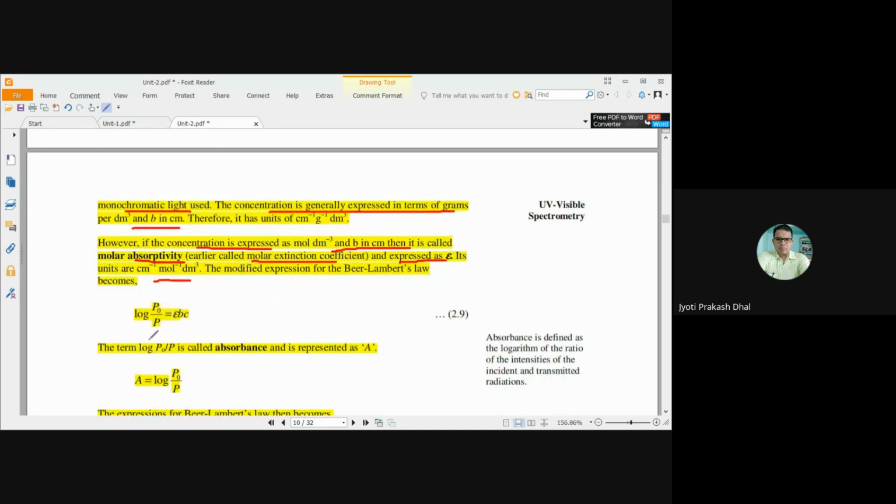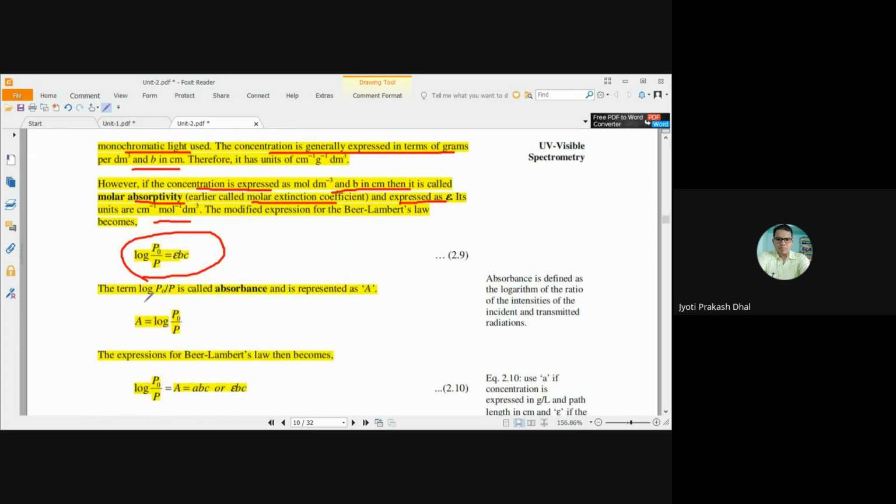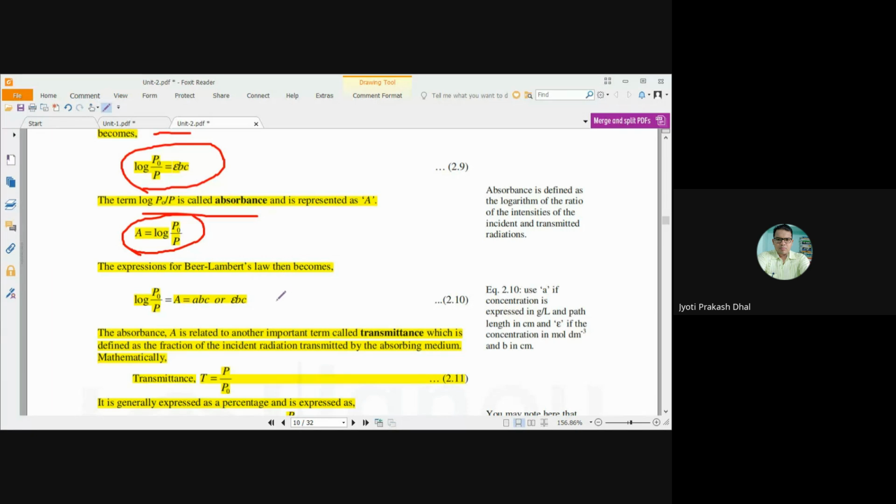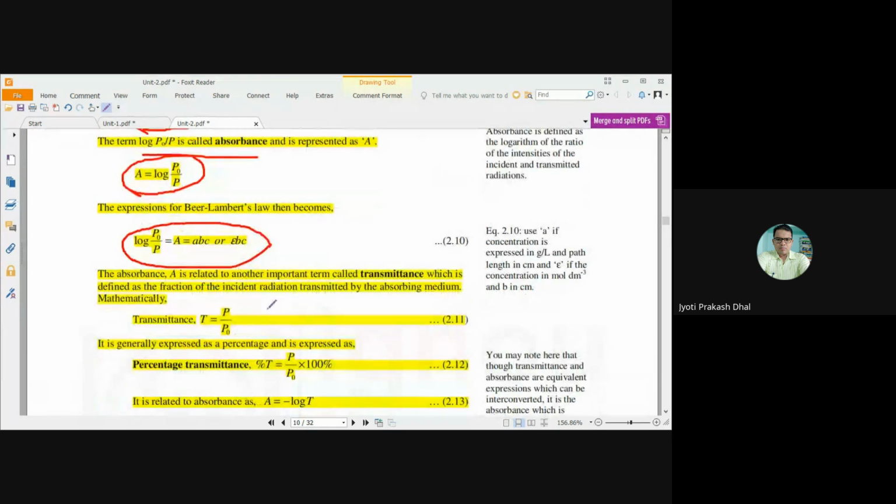So the modified expression of the Lambert-Beer law can be written as log P0/P = εbc. Here the term log P0/P is called absorbance, that means absorbance A = log P0/P. The expression of Lambert-Beer law then becomes log P0/P = absorbance A = abc or εbc.